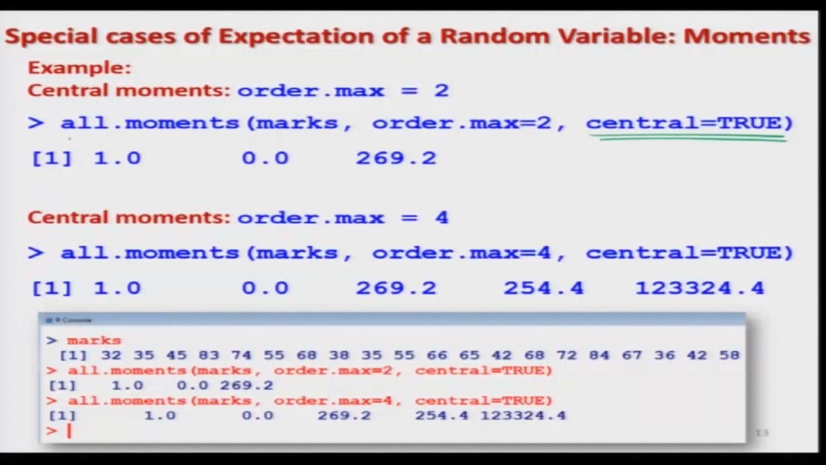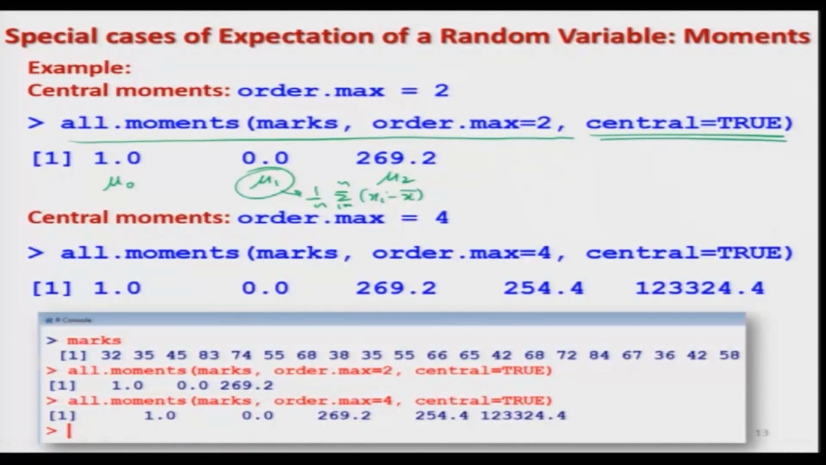So, I use the command all dot moments, max comma order dot max equal to 2. This is going to give us the value of mu 0, then mu 1, and then mu 2. You can see this mu 1 is coming out to be 0, because this is the value of 1 upon n summation i goes from 1 to n, x i minus x bar, and n is equal to 20. And mu 2 is the value that will come from the variance of x, right.